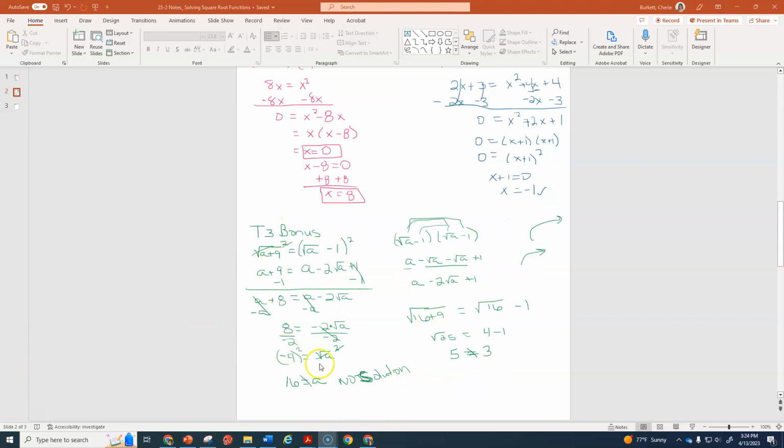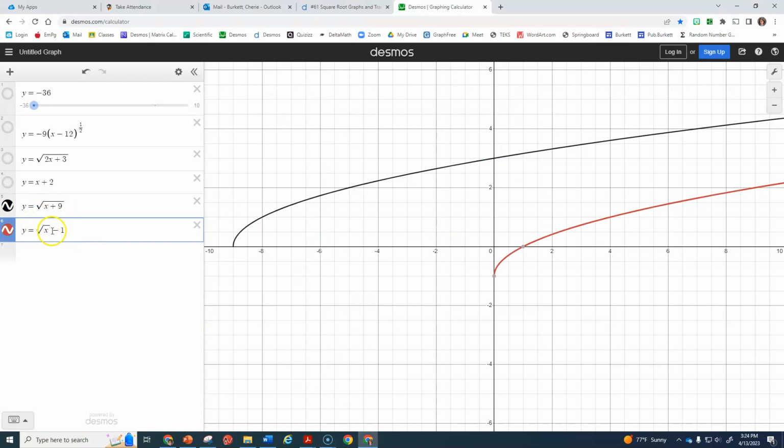And lastly, I want to check this one that had no solution. So again, I went to the original equation, the square root of a plus 9. I'm going to enter it as x plus 9 is equal to the square root of a minus 1. I'm going to enter it as x, square root of x minus 1. So I went to Desmos and I entered those two equations. Yes, I put y equals in front. It just keeps things easier to do it the same way every time.